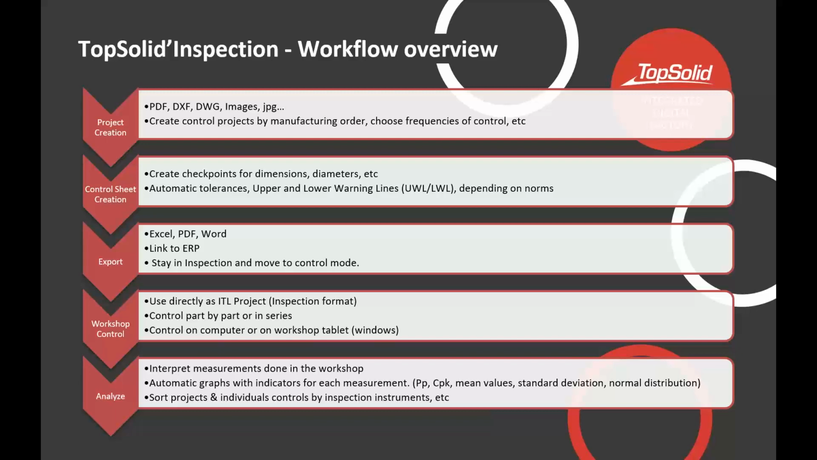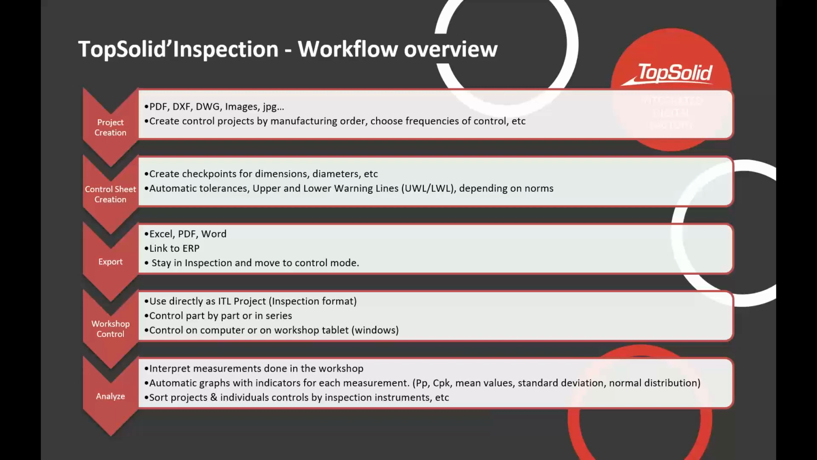From there, we create the control sheet. This is where we are basically creating all of the checkpoints for dimensions, diameters, and so on. There are some automatic tolerances that are recognized by the solution so that it can speed up the creation of this step. From here, then, you have an export option. Maybe you just have to identify and then you export this to a company Excel file, PDF, Word file, and that's what you send out to the floor. Or you can link to an ERP at this point. That link is done via an XML document. Or you stay in TopSolid'Inspection and you continue on to the control mode.